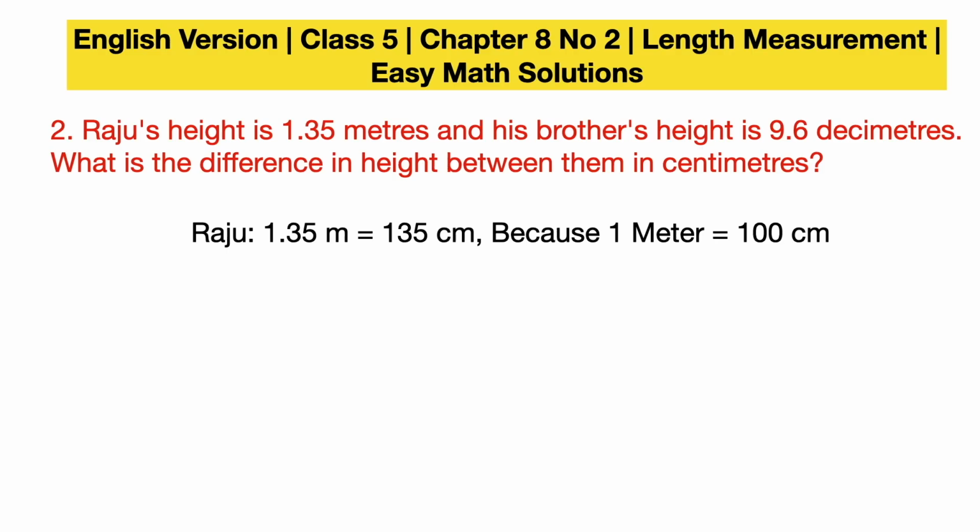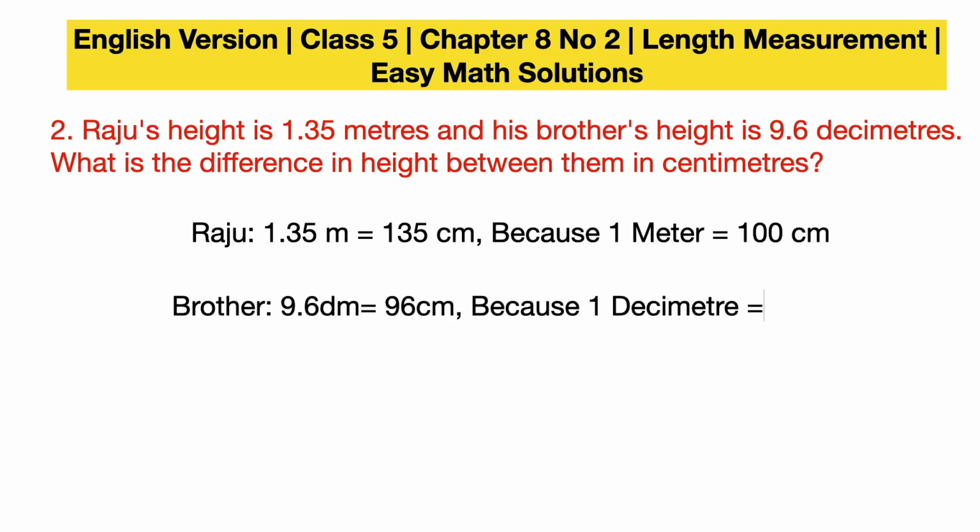Then Raju's height 1.35 meters equals 135 centimeters, because we know 1 meter equals 100 centimeters. Then his brother's height, 9.6 decimeters, means 96 centimeters, because 1 decimeter equals 10 centimeters. Then the difference, 135 minus 96, equals 39 centimeters.